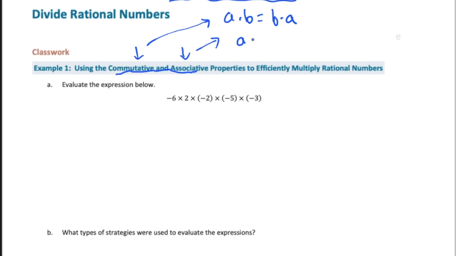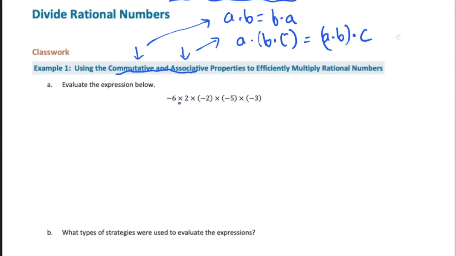So A times B times C is the same thing as A times B times C with different groupings. So you can change the groupings and it will be the same answer, similar to the addition properties that we saw in class.